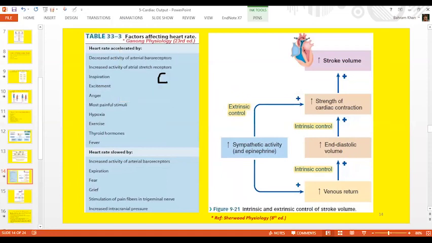cardiac output is equal to heart rate multiplied by stroke volume. So if there is an increase in the heart rate, this will cause an increase in the cardiac output as well. Similarly, if there is an increase in the stroke volume, this will increase the cardiac output as well. So either of these two factors may affect cardiac output.